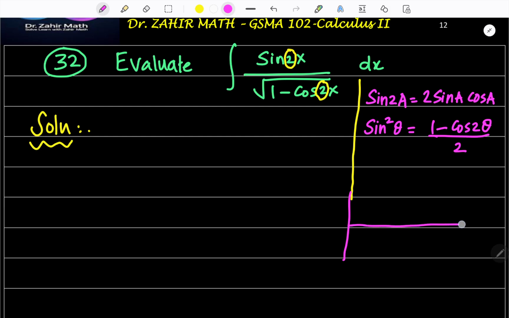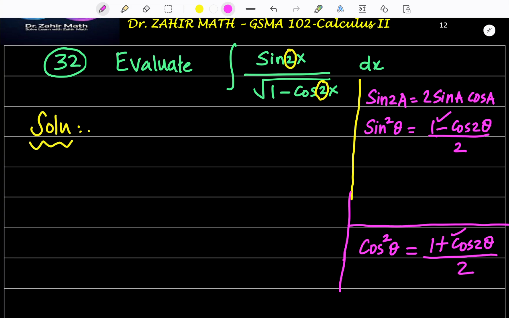Also you studied one more rule. This may also be useful in some other question. Cosine square theta is equal to 1 plus cosine 2 theta divided by 2. There is a minus here, there is a plus here. So sine square theta is 1 minus cosine 2 theta divided by 2, and cosine square theta is 1 plus cosine 2 theta divided by 2.